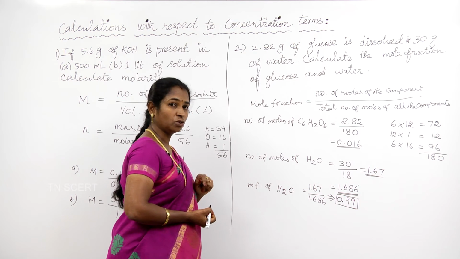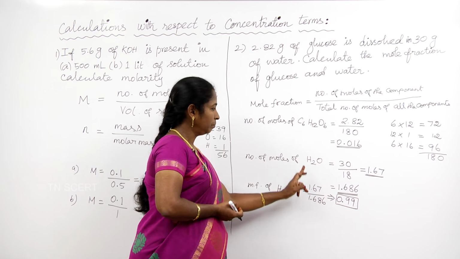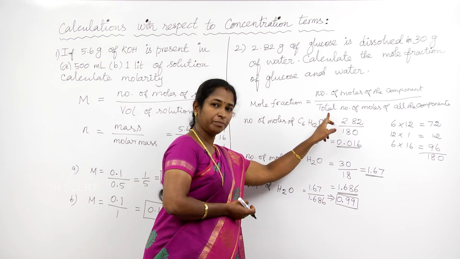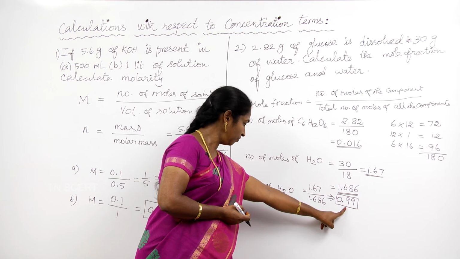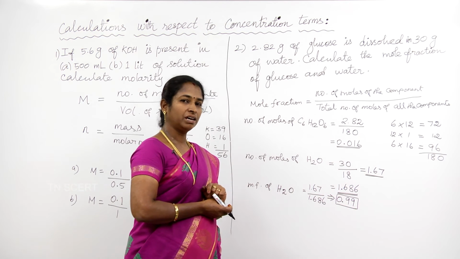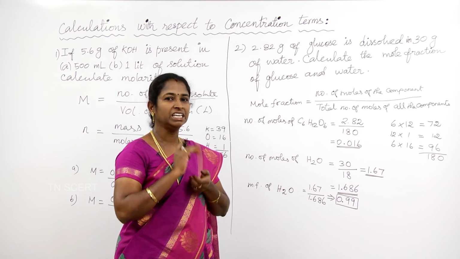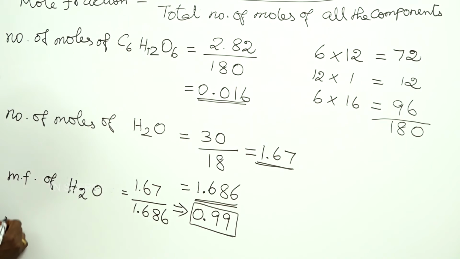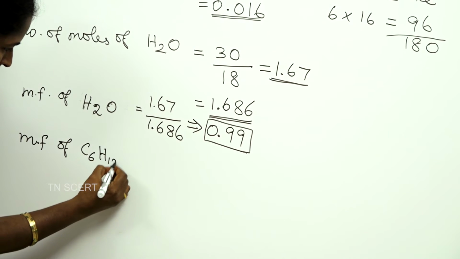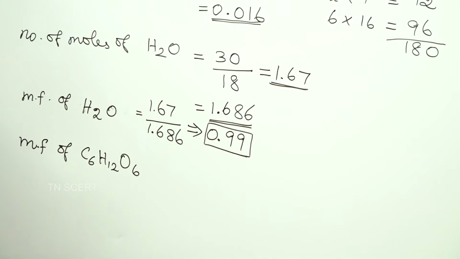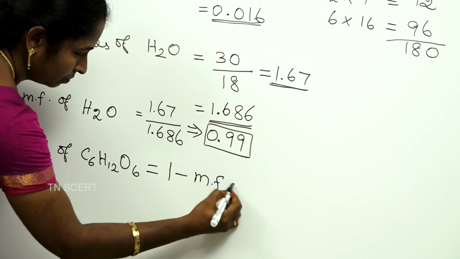What is the mole fraction of glucose? I told you already, it can be calculated in two methods. Either by dividing the number of moles of glucose by total number of moles, or you can subtract the value of mole fraction of water from 1, because in any solution, if you add the mole fraction of all the components, it will be equal to 1. So, mole fraction of glucose C6H12O6 is equal to 1 minus mole fraction of water.